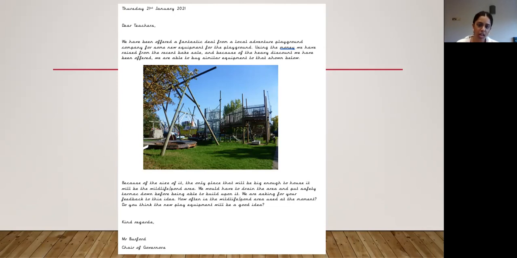How often is the wildlife pond area used at the moment? Do you think the new play equipment will be a good idea? Kind regards, Mr. Burford, the Chair of Governors.